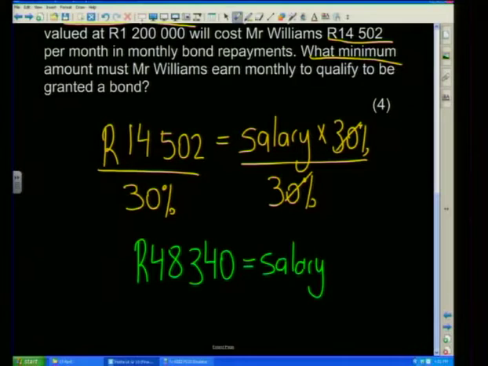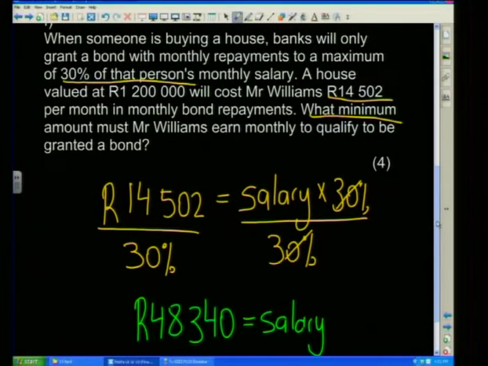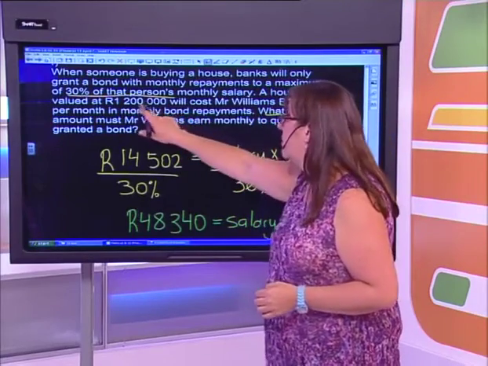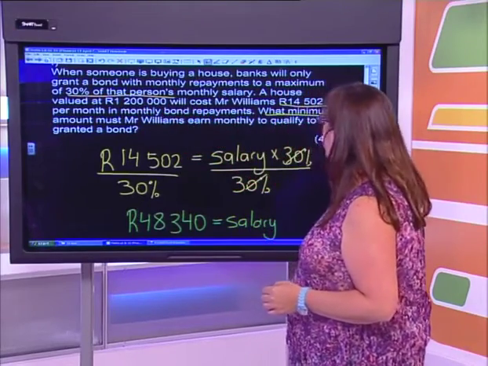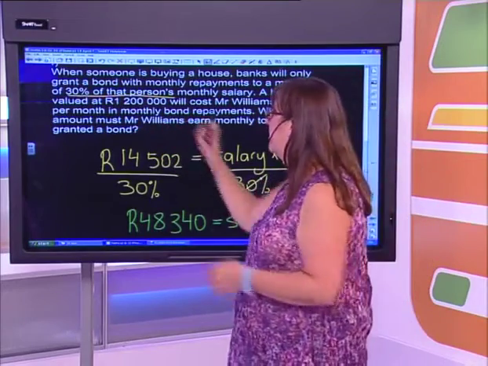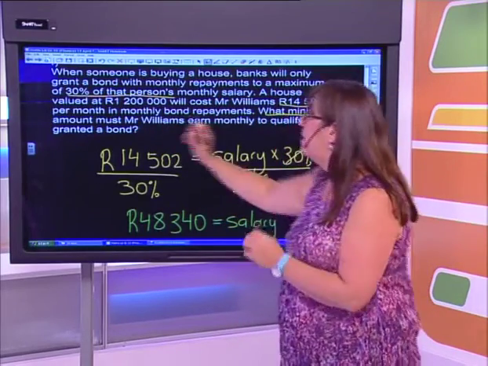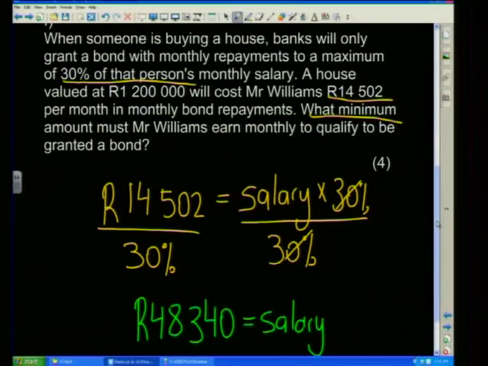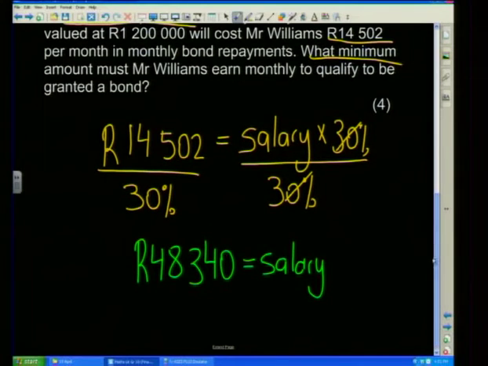Now let's read that question again, just to make sure that we've actually answered it. So when someone is buying a house, banks will only grant a bond for monthly repayment to a maximum of 30% of their salary. A house valued at 1.2 million or 1,200,000 will cost Mr. Williams 14,000 per month in monthly bond repayments. What minimum amount must Mr. Williams earn monthly to qualify for the granted bond? We need his minimum amount, and that's what we've calculated.